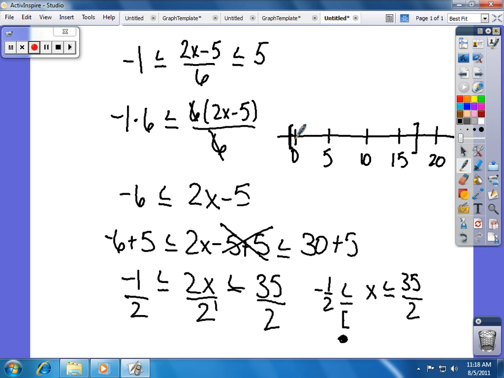Okay? So x falls between those two numbers. And again, you could have instead used closed dots to signify this less than or equal to sign. Please let me know if you have any questions.